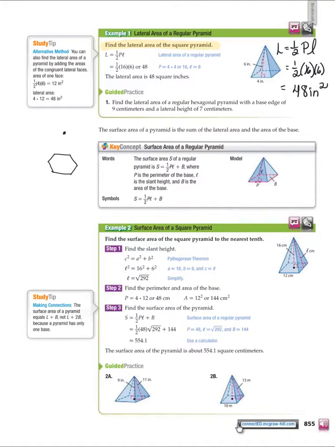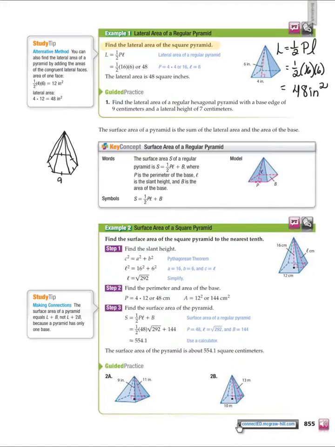A 6-sided hexagon. Let's put our sides in here. Drawing pyramids is not my forte, but here we go. All right, the lateral area of a regular hexagon with a base edge of 9. So I have 6 sides here, and each side is 9.